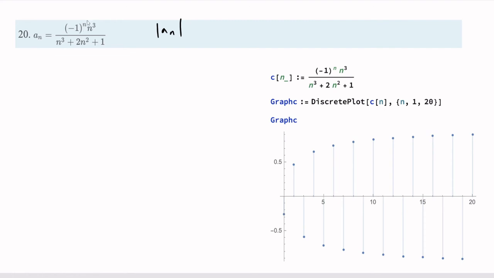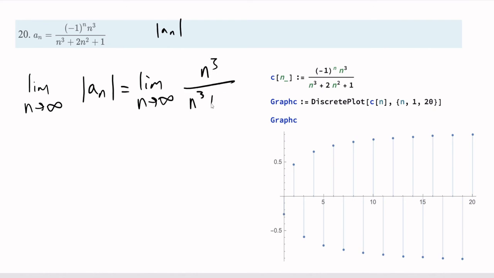Negative 1 to the n. Ugh. How do I get rid of this? I have to do the absolute value. And that's going to end up working. So we're going to focus on the limit as n goes to infinity of the absolute value of a sub n, which just happens to be, drop this piece that no one likes, n cubed over n cubed plus 2n squared plus 1.